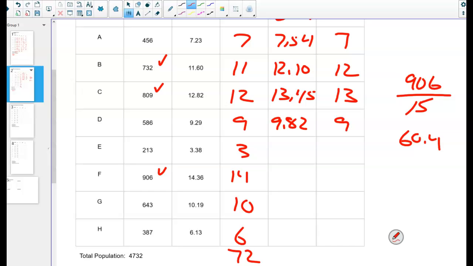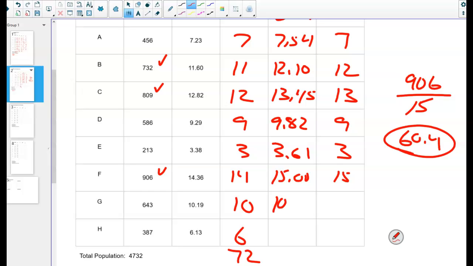We'll say 9, 3.61. 14.36 is 15.00, which is 15. And this is done by taking all your populations and dividing by that new modified standard divisor. Once again, these may not be perfect numbers, but they'll make the point. And then we'll say 6.35, and that gets us to 50 with 3 votes being increased.